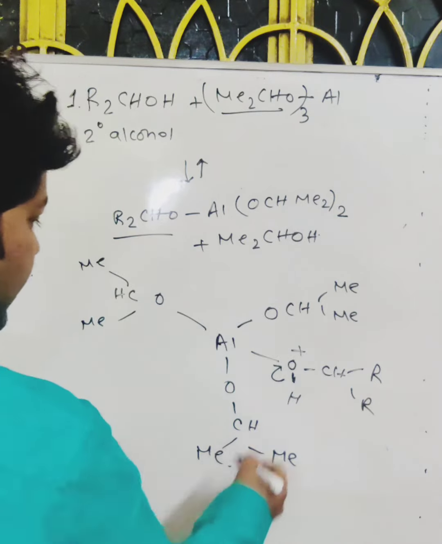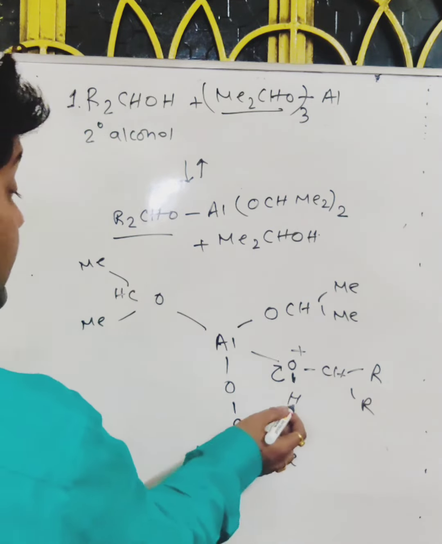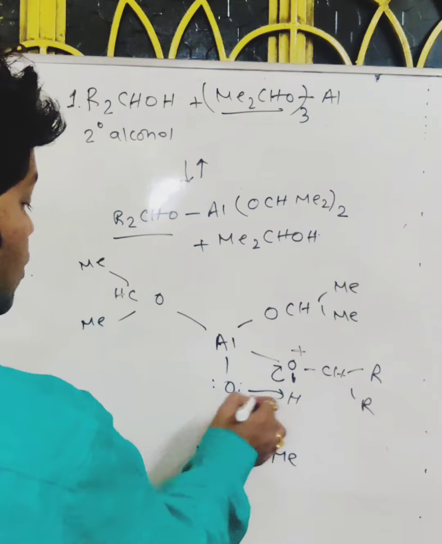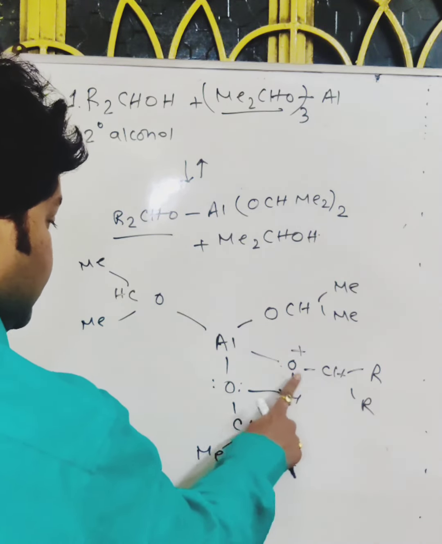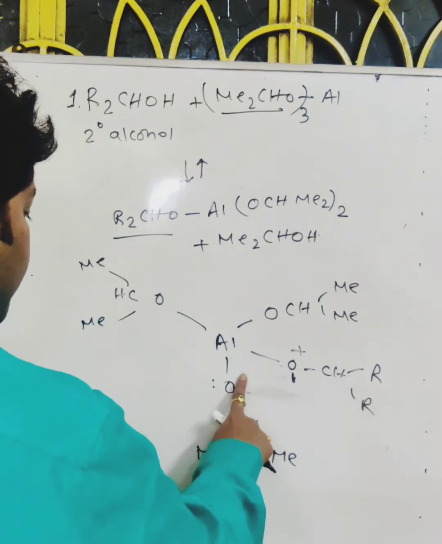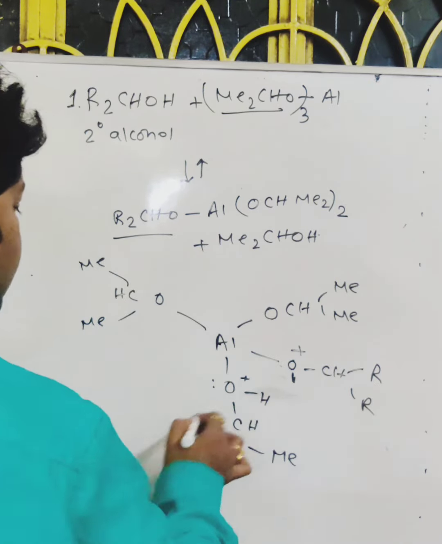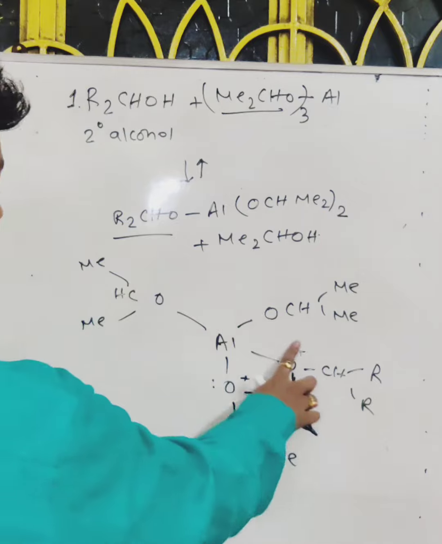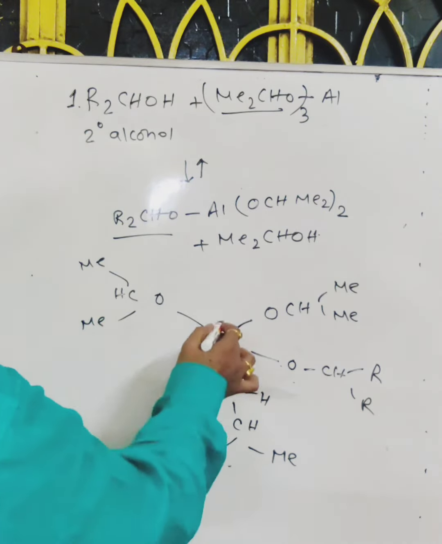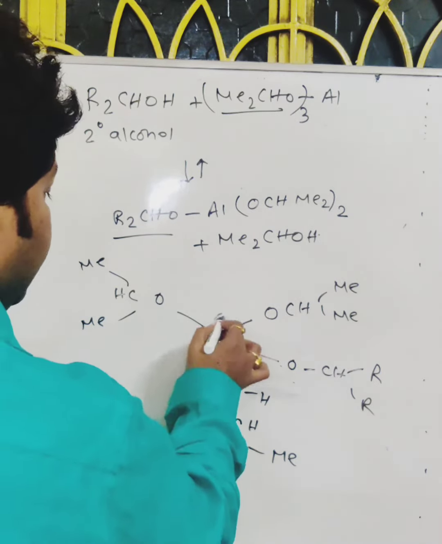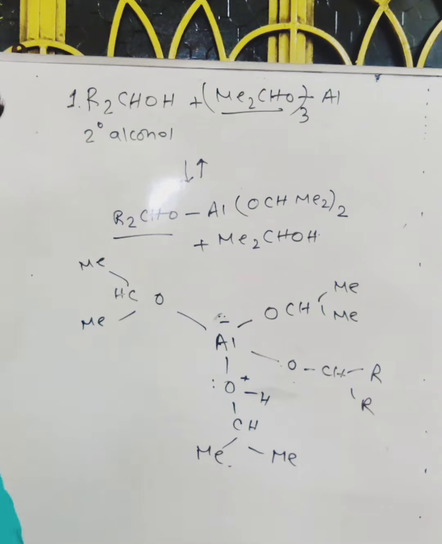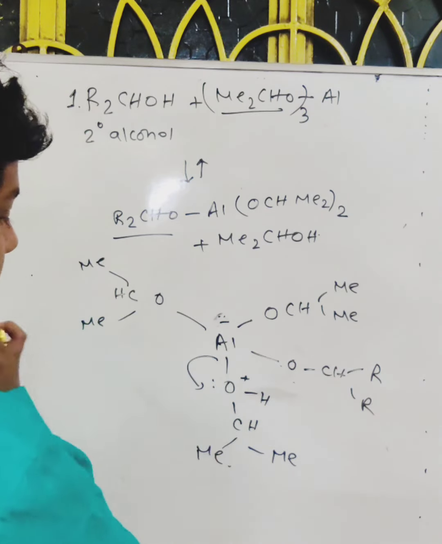This one is withdrawing this hydrogen. This hydrogen is now going to be trapped by this oxygen. So now this hydrogen is released from here, but it is going to make a bond with this oxygen, thus generating a positive charge. This aluminium is already having a negative charge because this lone pair was donated to aluminium. Now what? This will be taken out.